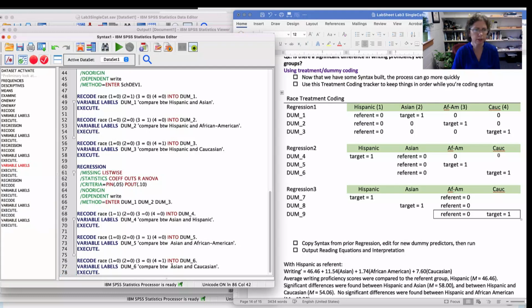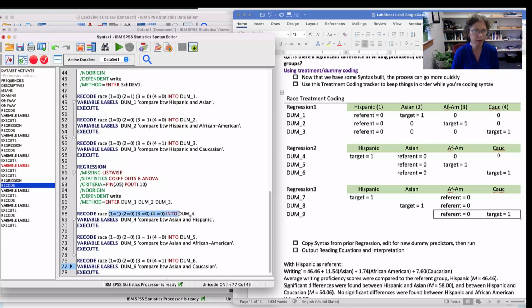And that's why it's good if you're doing a planned comparison. Let's say the only thing I was really interested in was the comparison between Hispanic and African American. Well, then I already have that information, right? But we're running through so that we can look at dummy coding multiple times and getting all of the comparisons.